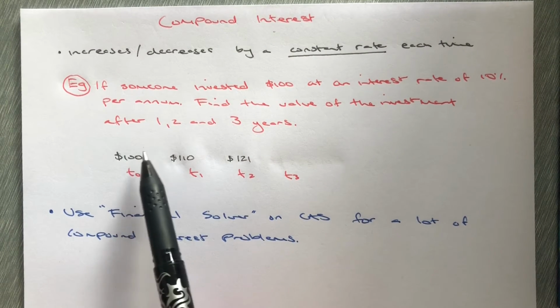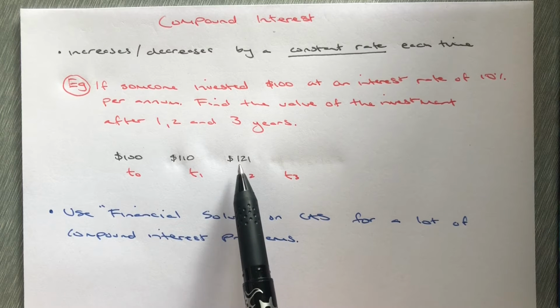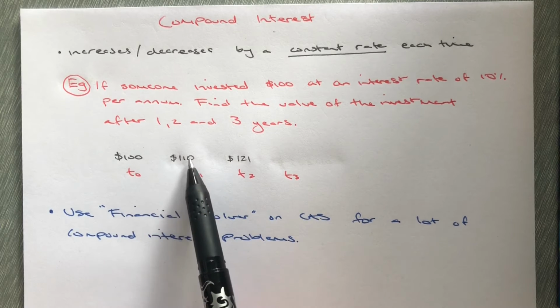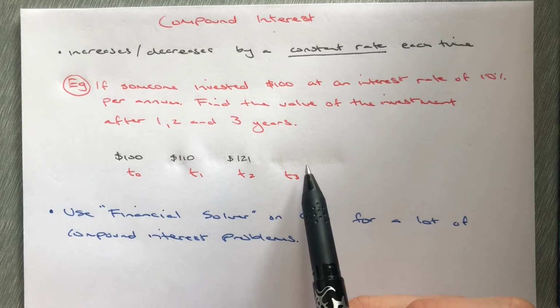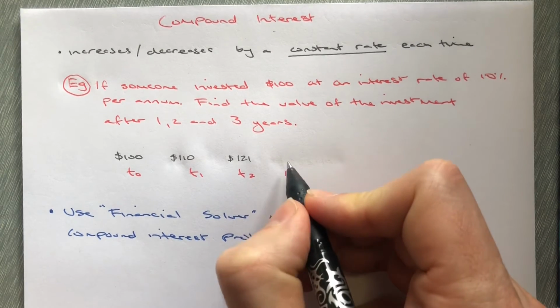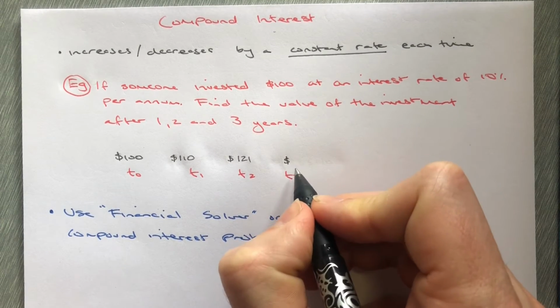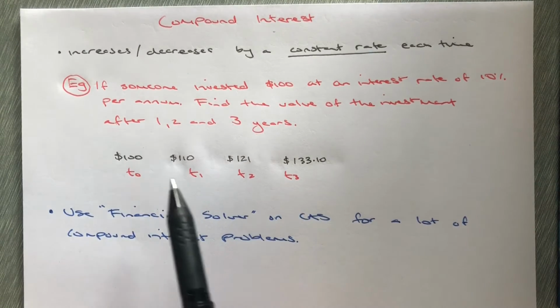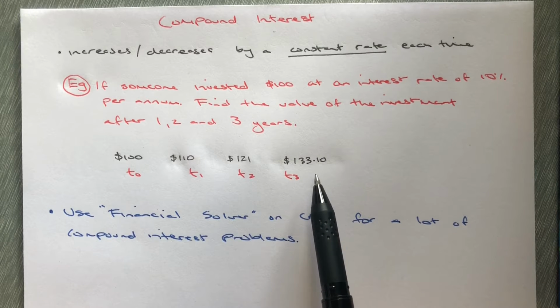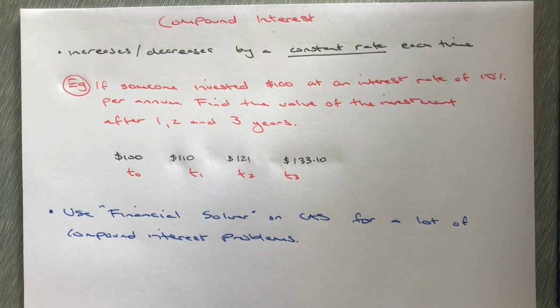So see how we increase by 10, then we increase by 11? It's not that same amount each time, but it is the same rate. We increase by 10%, we increase by 10%. If I increase by another 10%, that means I should be adding $12.10. So this next one is going to be $133.10. See how it's not the same amount each time, but it is the same rate? That's what we're going to be looking at here, but most of the time you're going to be using your calculator to do this, using something called the financial solver, which I'm about to show you on your calculator.